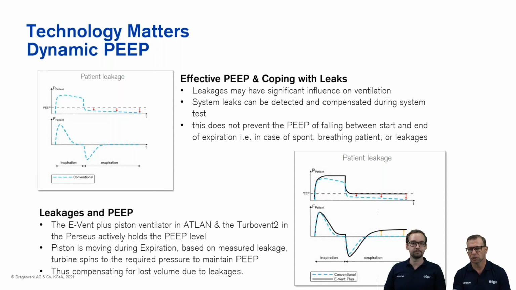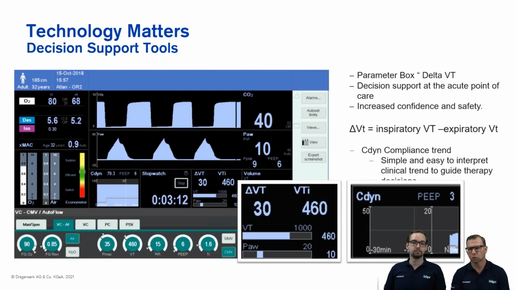The modern anesthesia devices that we are talking about today, particularly from Dräger, have active PEEP compensation even in the presence of a leak. So the piston in the Atlan will actually continue to move to ensure that the PEEP that you have set is maintained, and the turbine in the Perseus, which we feature more today, actually just spins faster in the presence of the leak to ensure you are getting the PEEP that you have set. And this is very important when it comes to lung protective ventilation, of course. There's no point in setting a PEEP unless you're able to deliver it for the full expiratory cycle.